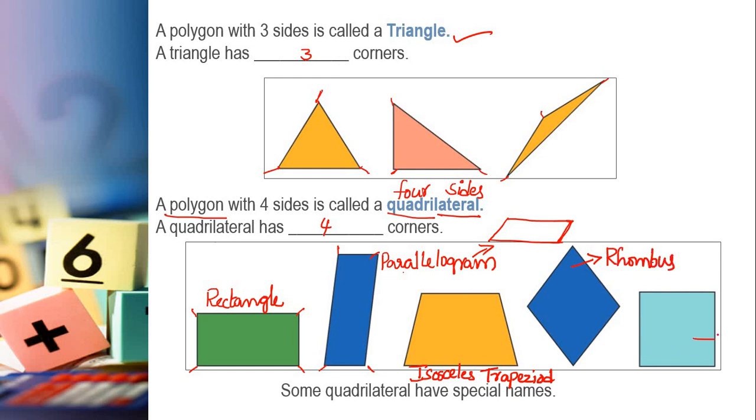What is the name of this quadrilateral? Everyone knows this. What is this? Square. Okay, children? These are all called quadrilaterals because they are having 4 sides. These polygons are bounded with 4 sides, 4 line segments. So, different quadrilaterals have special names. This is rectangle, this is parallelogram, this is isosceles trapezoid, this one is rhombus, and this is square.